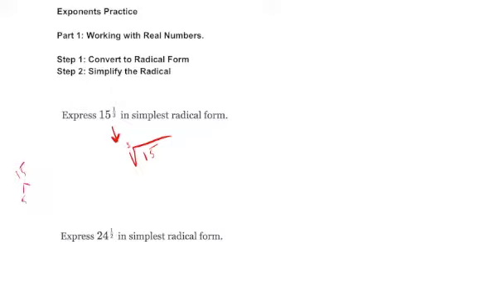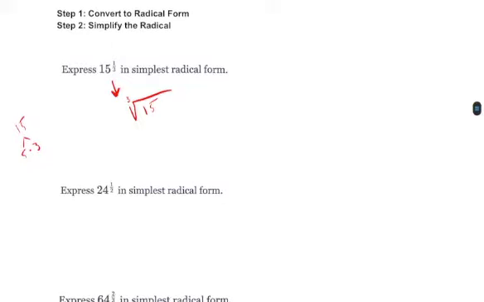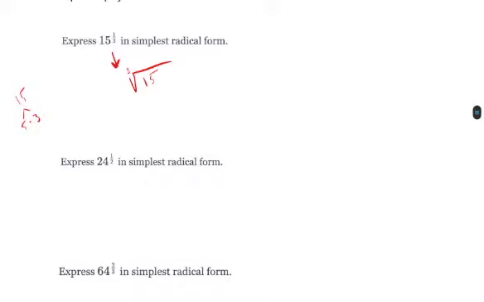Now, what I have to look for here is factors of 15. In this case, it's just 5 times 3. Neither of those are cube roots, so neither of those can be taken out of the radical to make it simpler. But if we had something like 24 to the 1/2, I know that is the square root of 24, right?